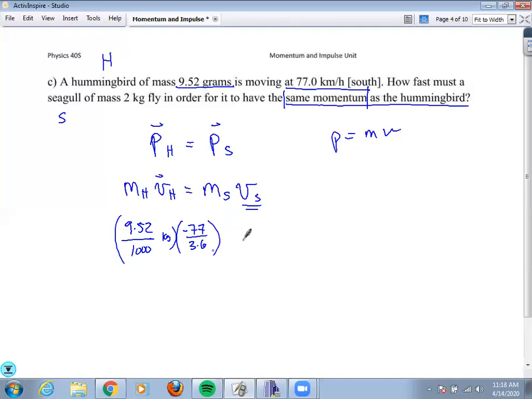That's meters per second. And that's going to equal the mass of the seagull, which is 2 kilograms, times the velocity of the seagull. So it should be pretty straightforward what we do. We'll multiply both terms on the left and divide by 2 to get the velocity in meters per second. Just so we can compare to the kilometers per hour, we will convert to kilometers per hour after.